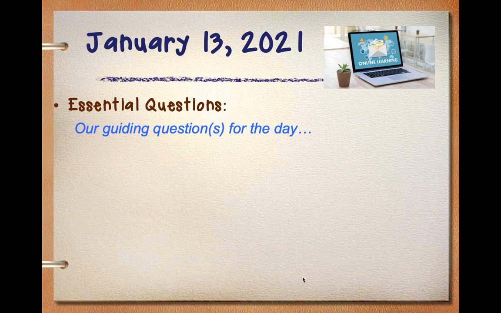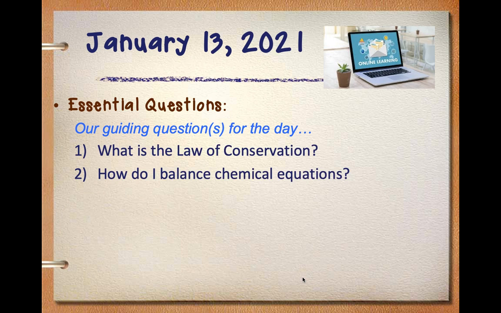Our essential question today, as we continue to understand more about the language of chemistry in the form of sentences, which we call equations in chemistry: we're going to learn about something called the law of conservation and balancing chemical equations. So the two essential questions today are: what is the law of conservation and how do I balance chemical equations?